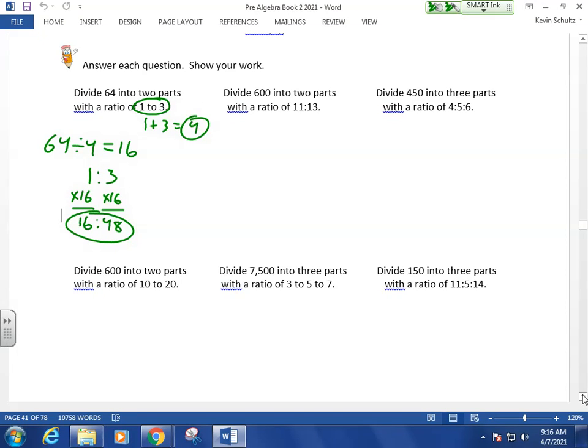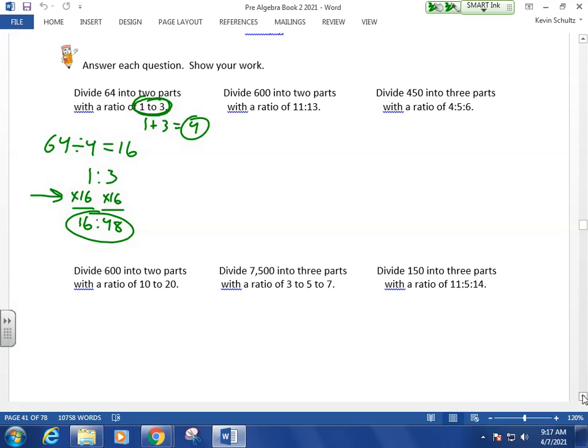You're just trying to find what is like 1 to 3 of 64. That 1 kind of represents 1 unit. That 3 represents 3 units. We want to figure out what that unit is. And to do that, we add these together, 1 and 3, divide our total by that number, and that 16 represents what that single unit is. So 1 of them, 16, 3 of them, 48.